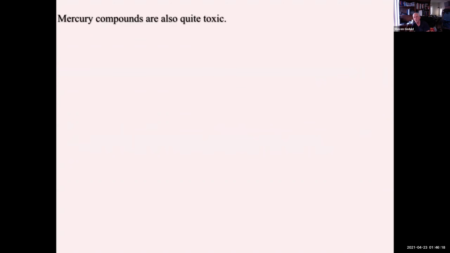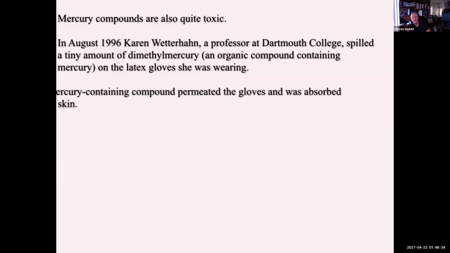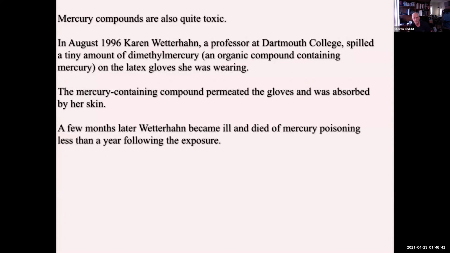Mercury compounds are also quite toxic. In August 1996, Karen Wetterhahn, professor at Dartmouth College, spilled a tiny amount of dimethylmercury on the latex gloves she was wearing. The mercury-containing compound permeated the glove and was absorbed by her skin. A few months later, she became ill and died of mercury poisoning, less than a year following the exposure. So it's nasty stuff. It can absorb really quickly, and it can alter those enzymes so your body cannot function.